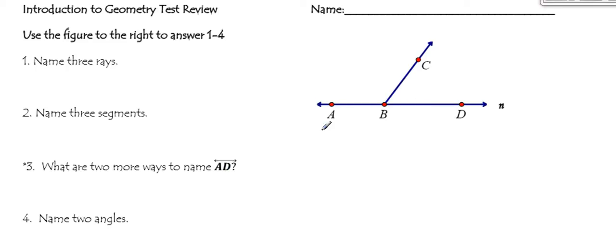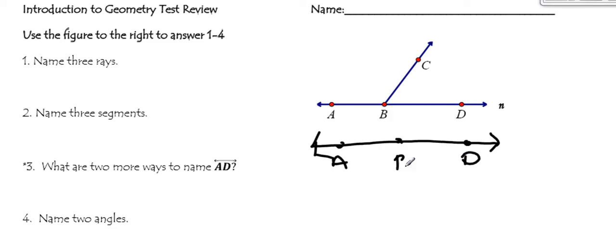So here's line AD, and remember, you can name a line with any 2 points that lie on that line. We can name that line AB. We can name that line BD. We can name that line AD, or we already did AD. We can do DA. We can do BA. We can do any 2 points that lie on the line.